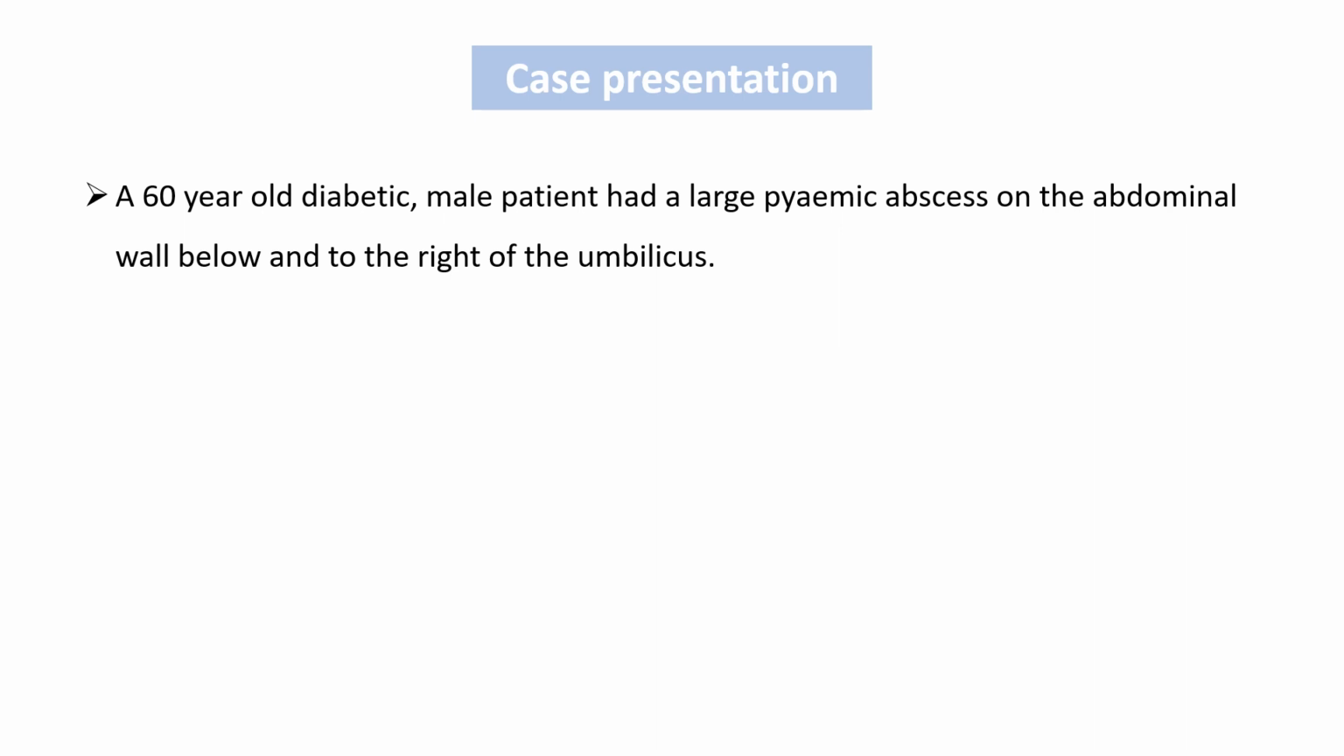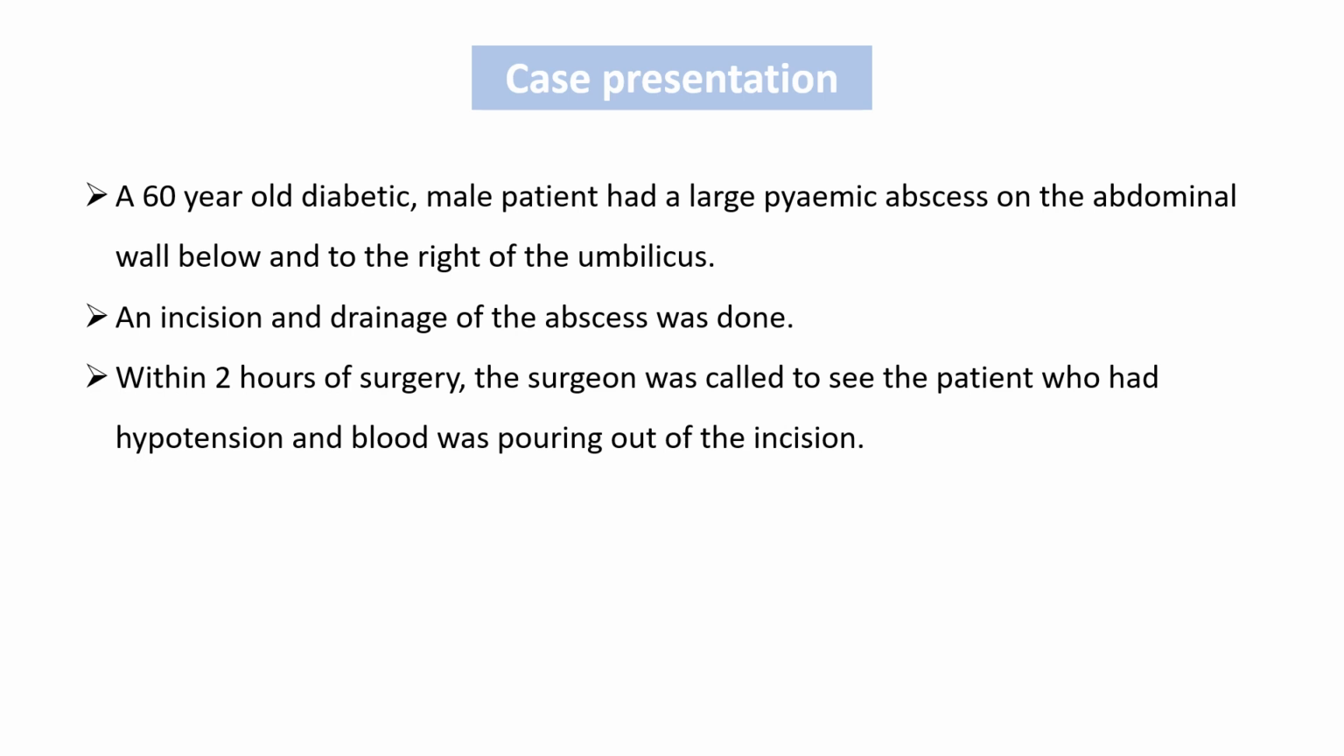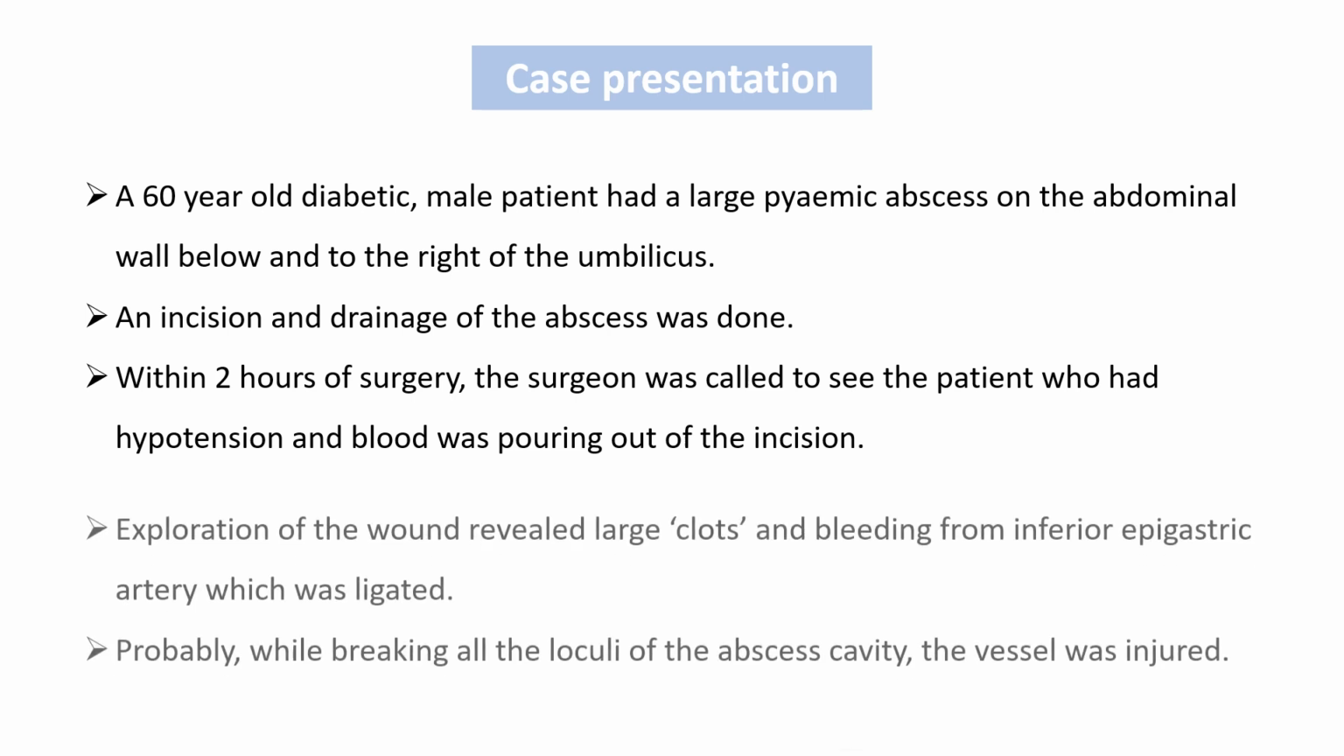Let's begin with the case presentation where a 60-year-old diabetic male patient had a large pyogenic abscess on the abdominal wall below and to the right of the umbilicus. Pyogenic abscess means the abscess is filled with pus. An incision and drainage of the abscess was done, and within 2 hours of the surgery, the surgeon was called to see the patient who had hypertension and blood was pouring out of the incision profusely.